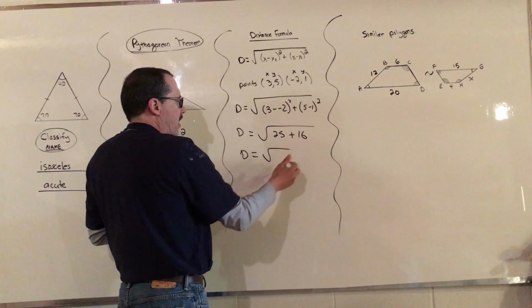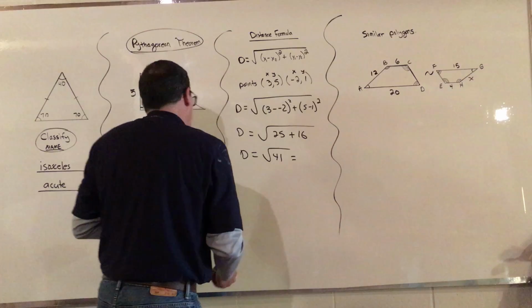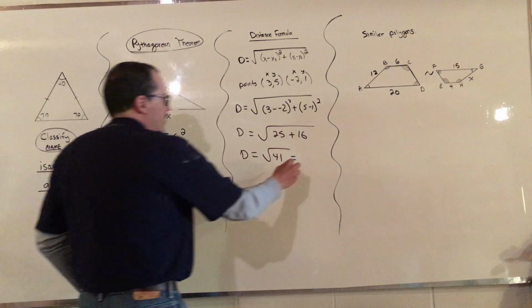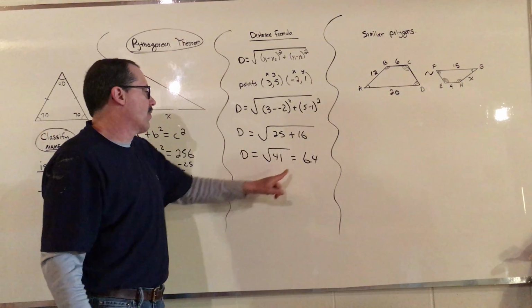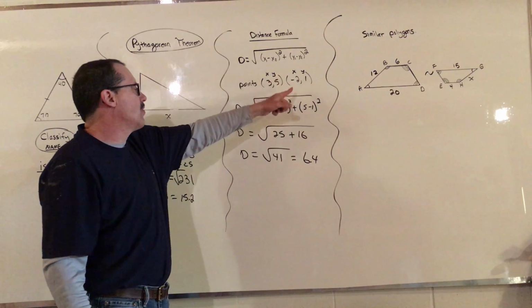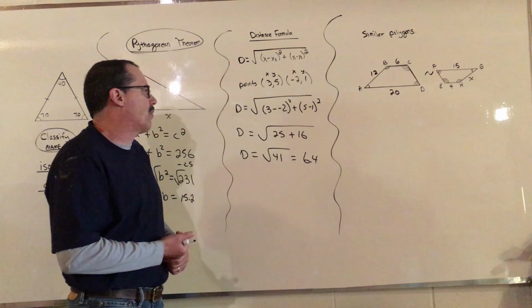I need to add these together. That gives me 41, and the square root of 41, which I wrote down earlier as well, is 6.4. And so that's the distance between these 2 points on the graph. If you actually measured it with a ruler, you'd find that it's 6.4.